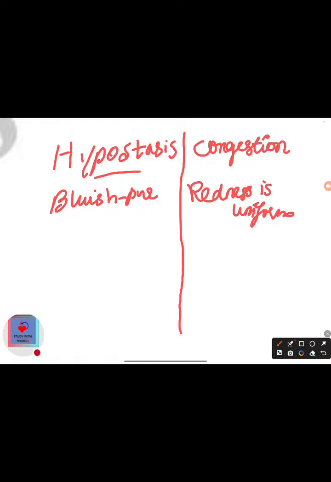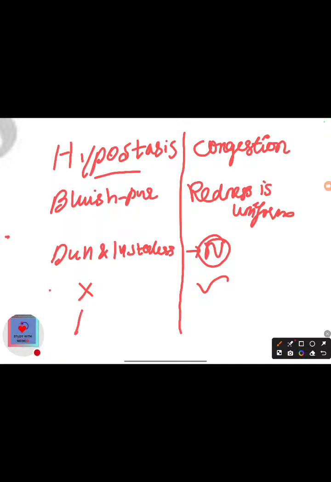Hypostasis, mucous membrane: how is the mucous membrane? Dull and lusterless. What about congestion? Normal mucous membrane. Exudate is not there in hypostasis, but present in congestion. Hollow viscera show alternate stained and unstained patches in hypostasis. In congestion, they are equally stained. Okay, so this is the thing.